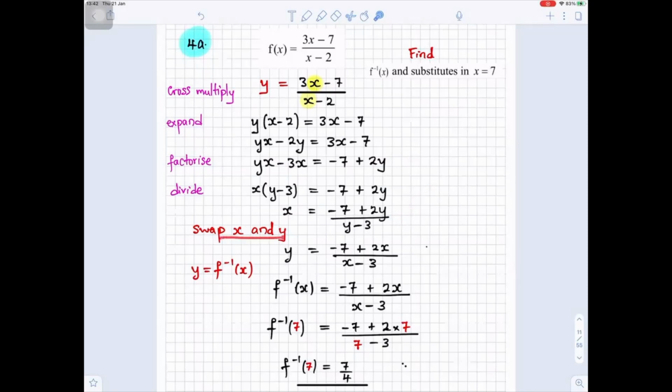Finally, we can swap x and y. So you get the new expression, and that y now is your f inverse of x. So to get f inverse of 7, you replace x with 7. Wherever you see x, you put 7. So it becomes minus 7 plus 2 times 7 over 7 minus 3. So f inverse of 7 gives you 7 over 4.